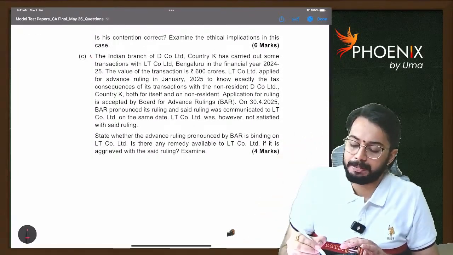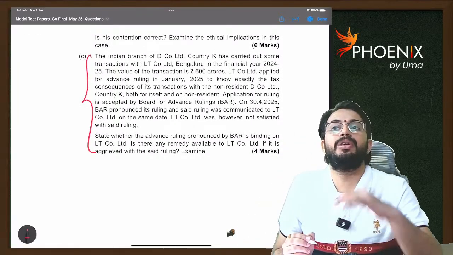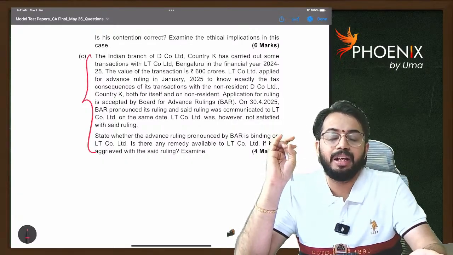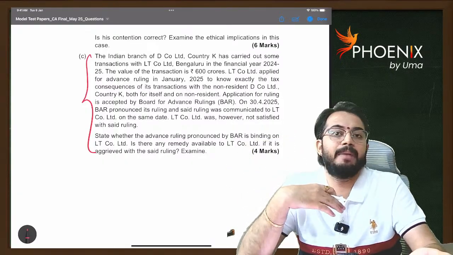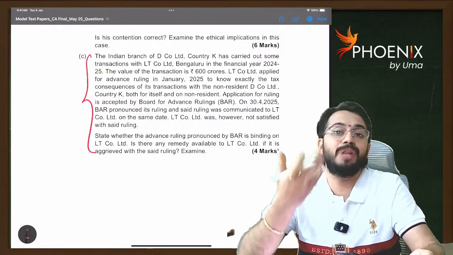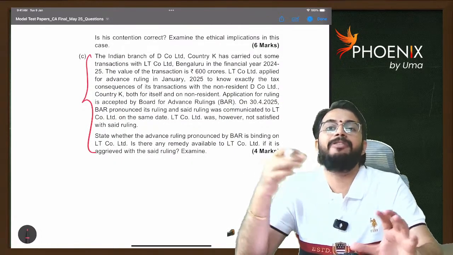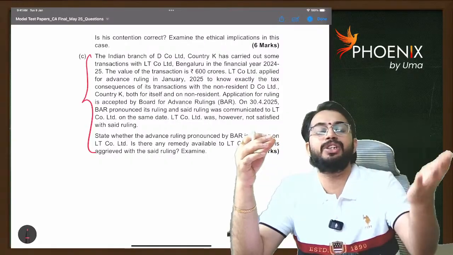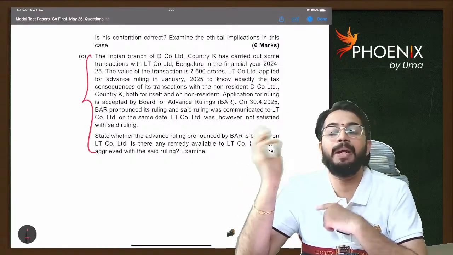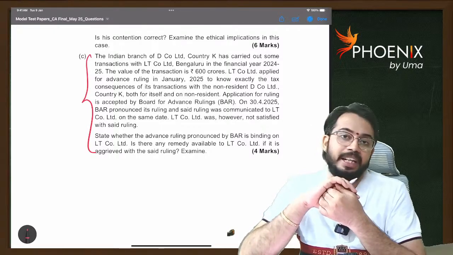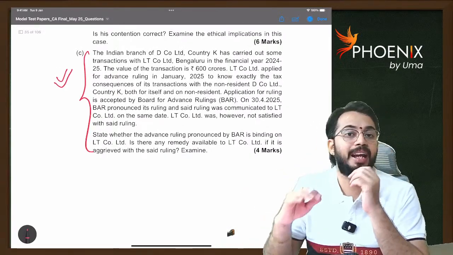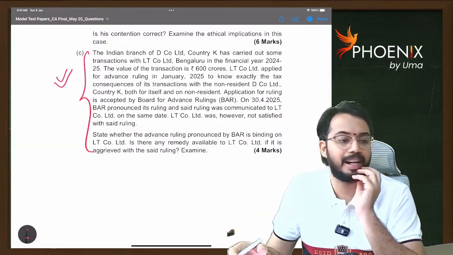So I will also explain this case. Advance ruling was applied for. Whenever they apply for advance ruling, the decision given by the Board of Advance Ruling here is against the SSE. Now, if the SSE is aggrieved by the decision of the Board of Advance Ruling, the SSE has an option. He can file an appeal before the High Court within 60 days. Are you able to understand? That is the concept relating to case C. You can read the answer, you will understand.